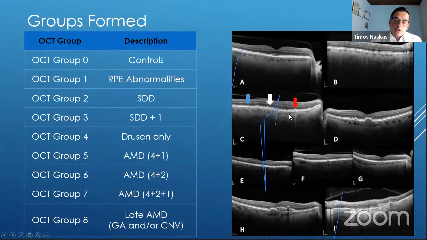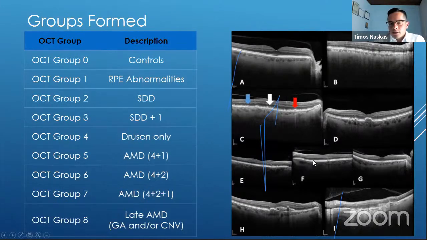The presence of drusen is what defined AMD. AMD was defined as having primarily drusen plus whatever other factors and phenotypes I found. So in this case, where I had drusen and SDD, it would go into group number 6. Group number 6 goes with drusen along with SDD. And in the case of image D, there's just drusen there, so it would go to group number 5.